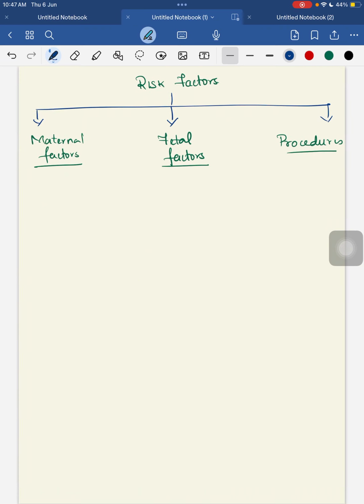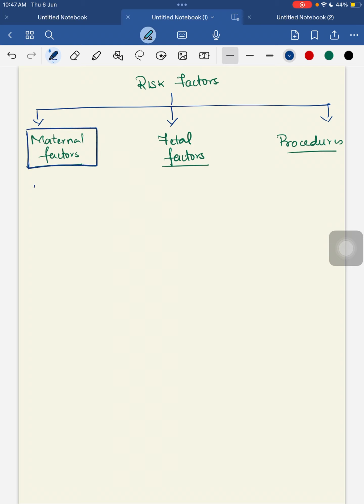The risk factors for your birth injuries are classified into 3. One is your maternal factors, second one is your fetal factors, and third one is any procedures that are leading to an increased risk for the birth injuries.